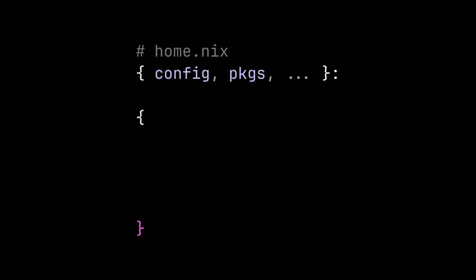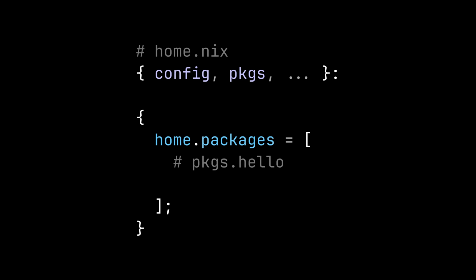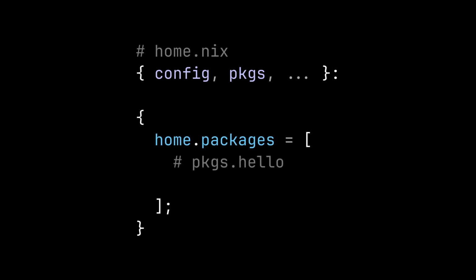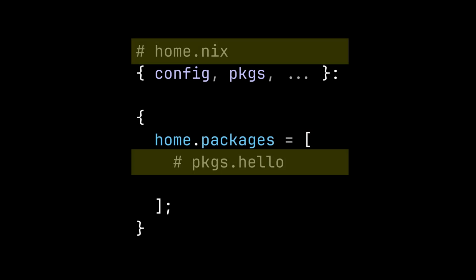Go to your home.nix file and go to the home.packages option. On the list, you can add any packages you want to install. You can safely ignore any lines that start with a hash symbol, which is a comment in the Nix language.